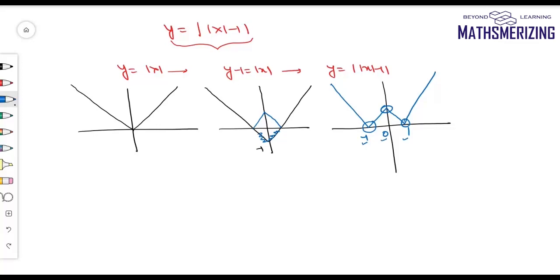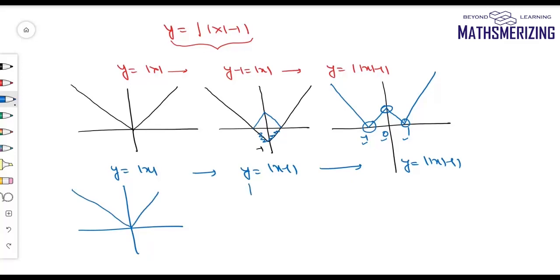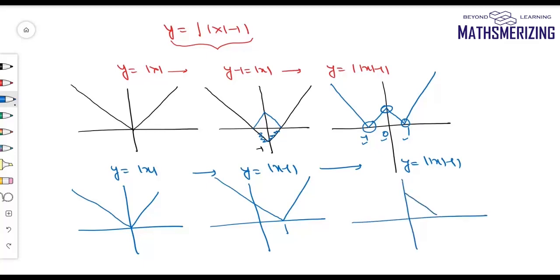Another way of drawing the same graph is that I can again start with y equals mod x, then find y equals mod of x minus 1, and then I can write mod of mod x minus 1. So again I'll start with mod x, then mod of x minus 1, shifting along the x-axis by plus 1 units, and then mod x. So erase the graph from the second and third quadrant and then take the reflection of right on left. So again I'll end up getting the same graph.